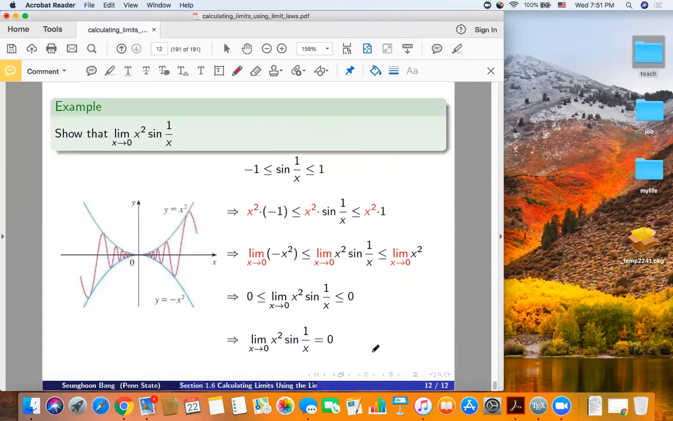Okay, so this is all for today's lecture, section 1.6. If you need sections 1.5 or 1.4, you can find the exact lecture notes and the videos on Canvas. This is my lecture note on Canvas. You can go to Canvas. I uploaded the lecture notes and also the recording on Canvas.